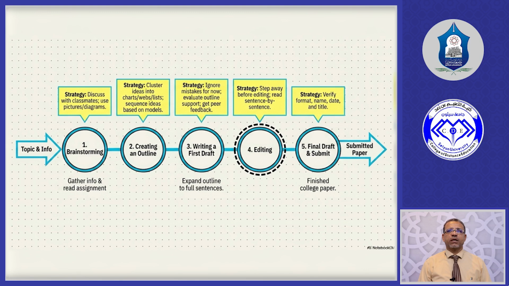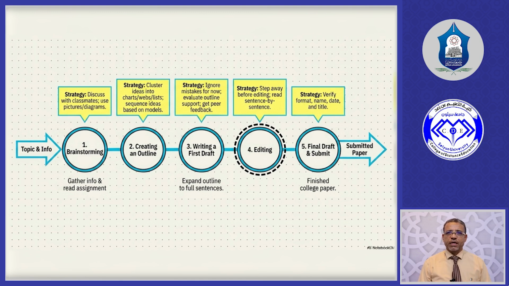The next one, number four, editing. Editing, now it's about to finish, to be cleared. Strategy: step away before editing, read sentence by sentence. Here, because you have a draft of the paragraph, read it again sentence by sentence to check the structure, to check the content, to check the relation.